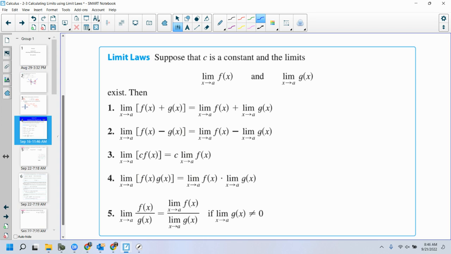Well, the limit of the sum is the sum of the limits. It's kind of like the distributive property of limits. The limit of the sum is the sum of the limits. The limit as x goes to a of f of x plus g of x, quantity f of x plus g of x, is equal to the limit as x approaches a of f of x plus the limit as x approaches a of g of x. I can take the limits separately if they're two different functions.